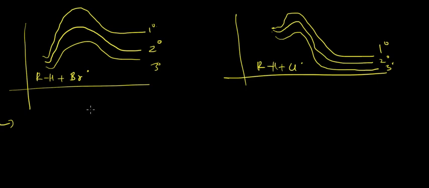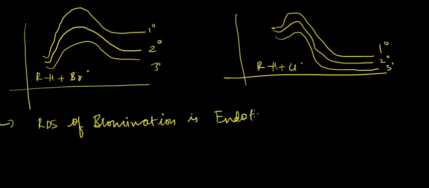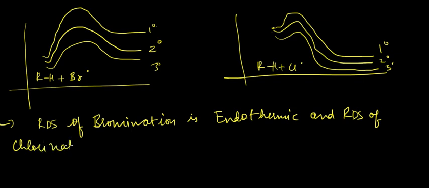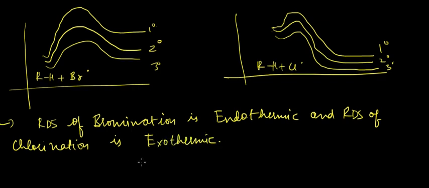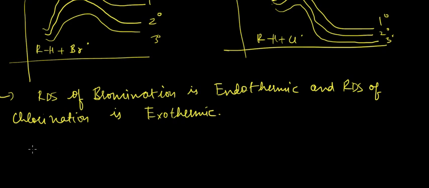So RDS of bromination is endothermic and RDS of chlorination is exothermic. Okay, and Br2 is more selective and less reactive.